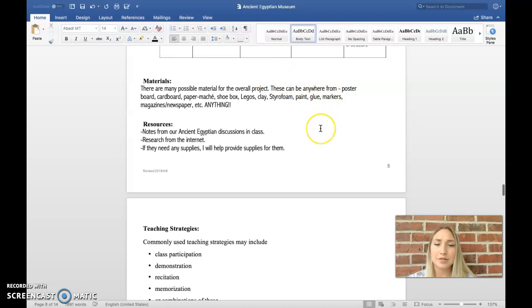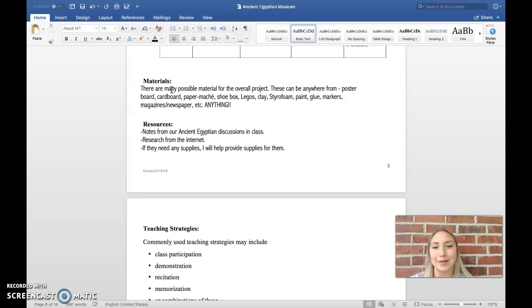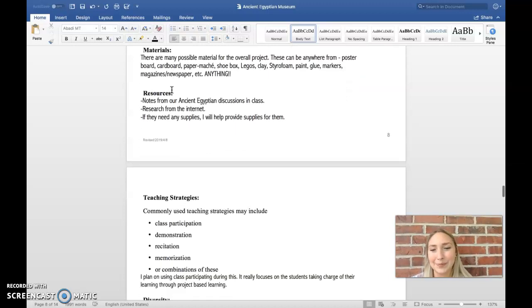So the materials, honestly, I could have listed so much for materials, but I just limited because they could use anything they want, especially for their exhibit. So I listed poster board, cardboard, paper mache, shoebox, Legos, clay, styrofoam, paint, glue, markers, magazine, newspaper, anything, you know.